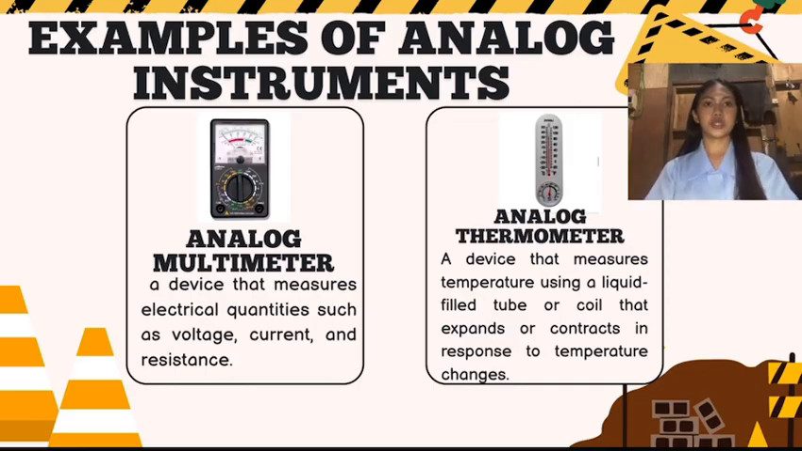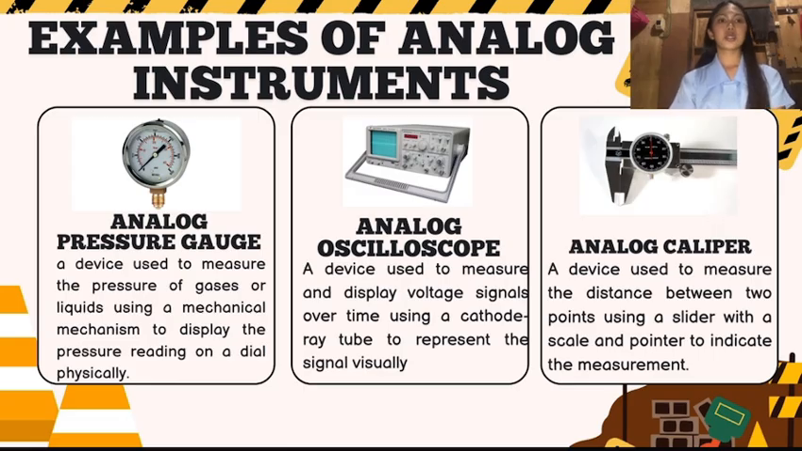response to temperature changes. Next is analog pressure gauge, a device used to measure the pressure of gases or liquid using a mechanical mechanism to display the pressure reading on a dial physically. Next is analog oscilloscope, a device used to measure and display voltage signal over time using a cathode ray tube to represent the signal visually. And lastly is analog caliper, a device used to measure the distance between 2 points using a slider with a scale pointer to indicate the measurement.